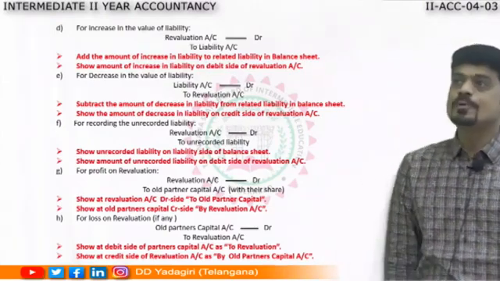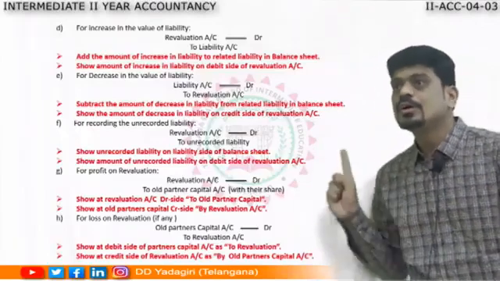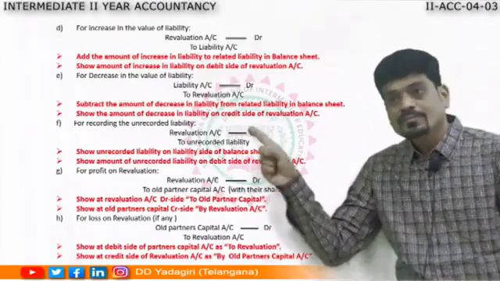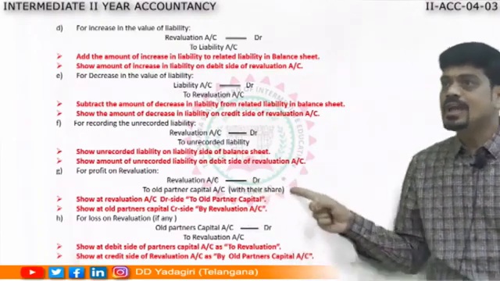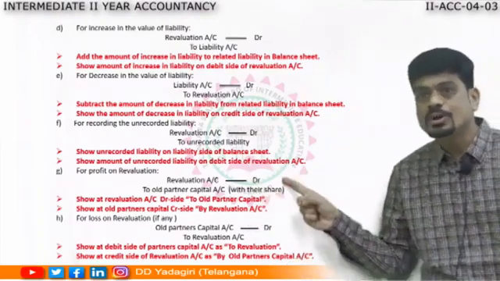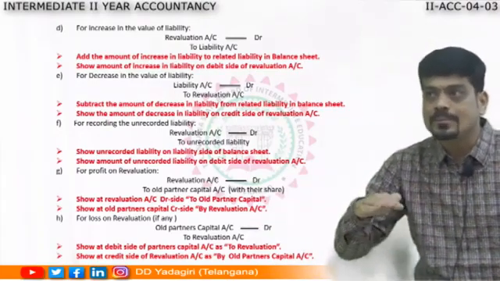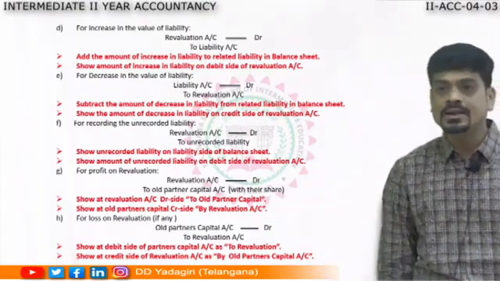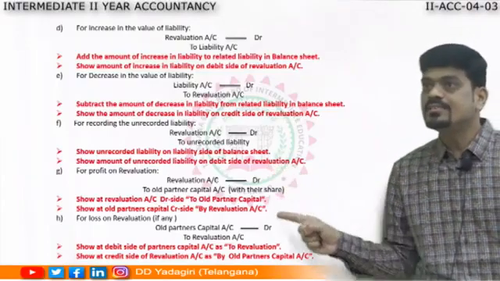And what is the rule of profit I told? If the credit side of revaluation is more, we'll get profit. If the debit side is more, we'll get loss. And for that, we have the entries here. What are we going to do with that profit or loss? It should be distributed among the partners. Which partners? Old partners. For that, entries are here.